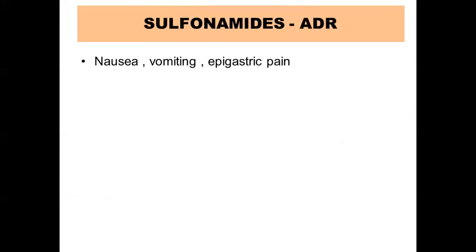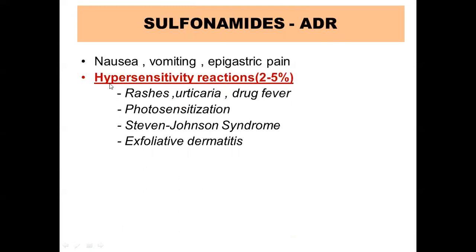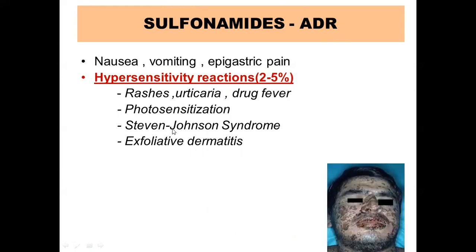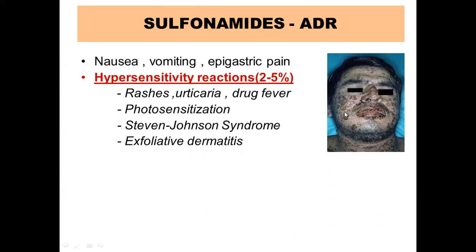The ADRs of sulfonamides mainly include GIT ADRs like nausea, vomiting, epigastric pain. One of the most notable ADRs are the hypersensitivity reactions like rashes, urticaria, drug fever, photosensitization, and severe hypersensitivity reactions like Stevens-Johnson syndrome, which you are seeing here. It's affecting the skin and the mucous membrane. It's a very severe form of hypersensitivity reaction. People can also develop exfoliative dermatitis.